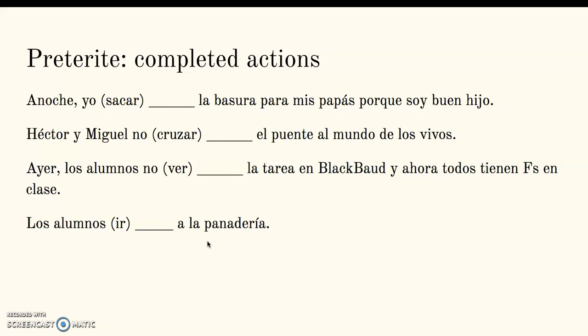So now let's get on to some examples. So preterite, as stated, is typically identified as a completed action. So we're going to review some completed actions. For example, anoche yo blank la basura para mis papás porque soy buen hijo. So the action is I took out the trash. That's a completed action, and therefore the word sacar should be conjugated for yo in the preterite tense. That would be saqué.